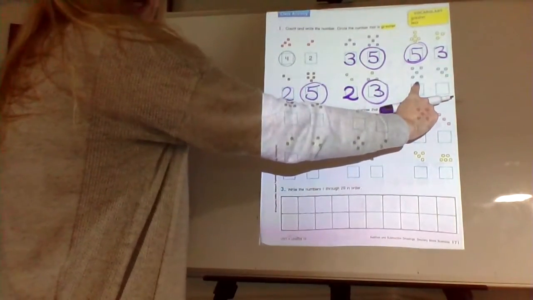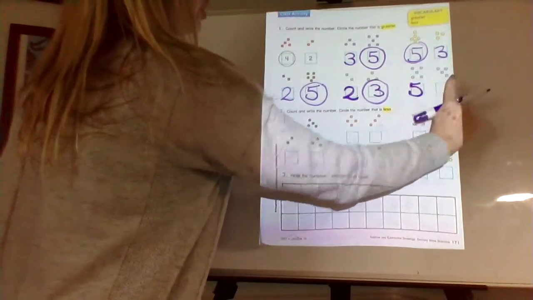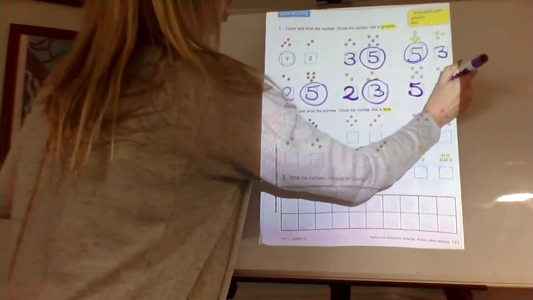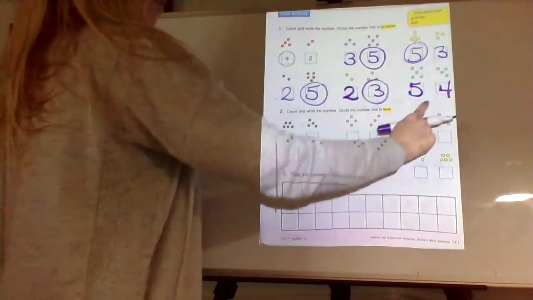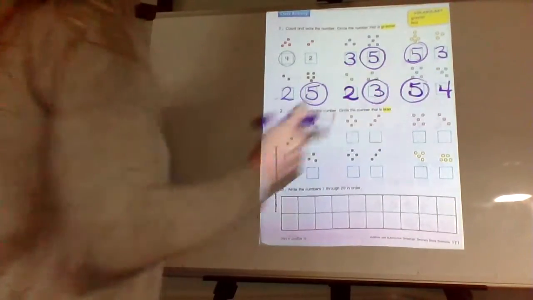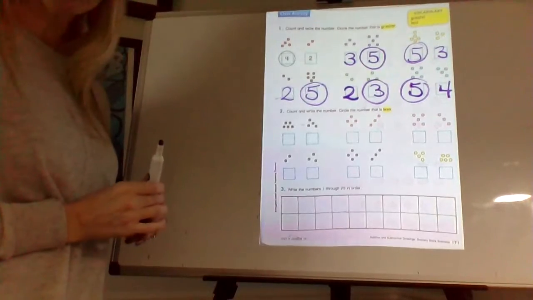Okay, last one for greater. How many in this first set? 5. How many in the second set? 4. Which number is greater, 5 or 4? 5 is greater.